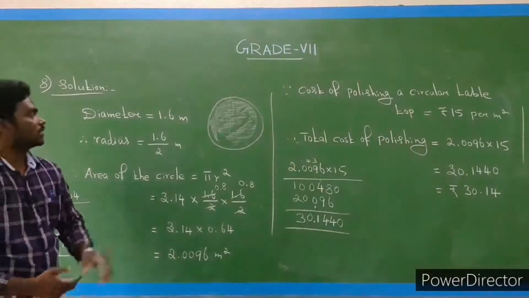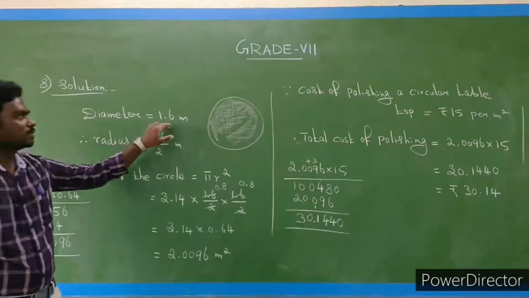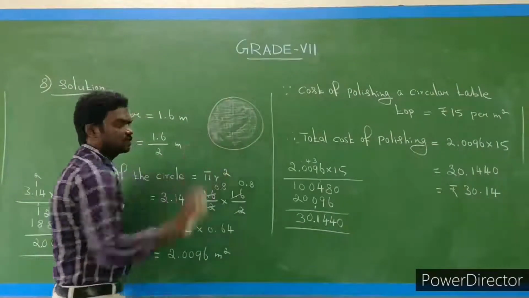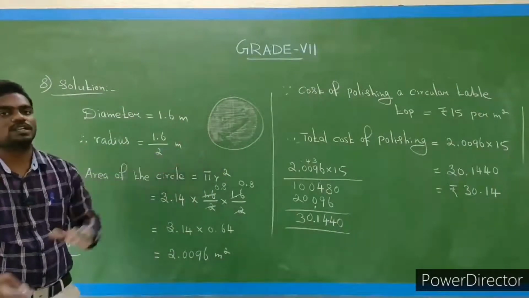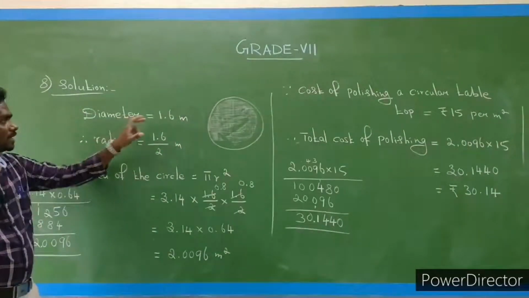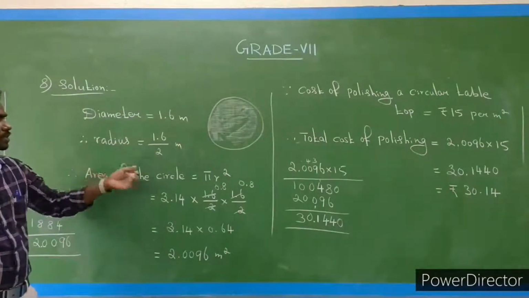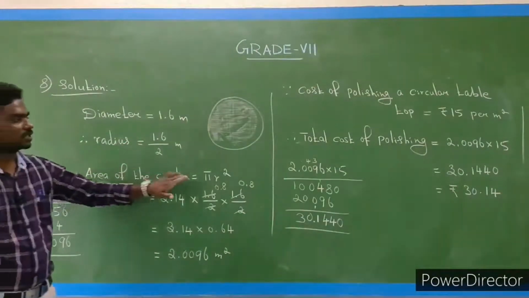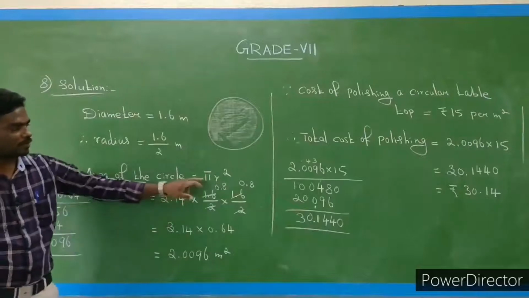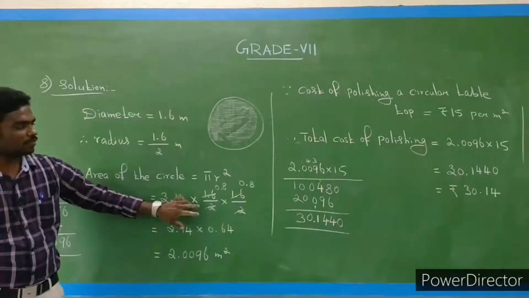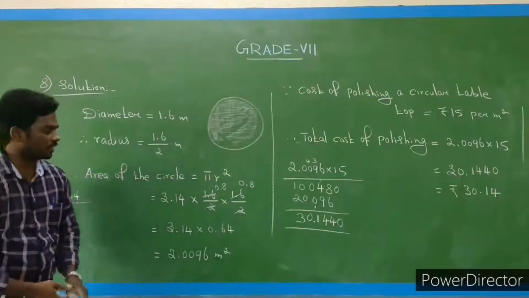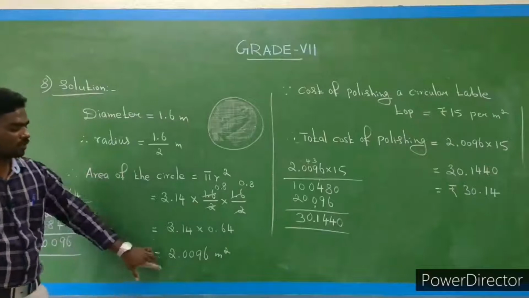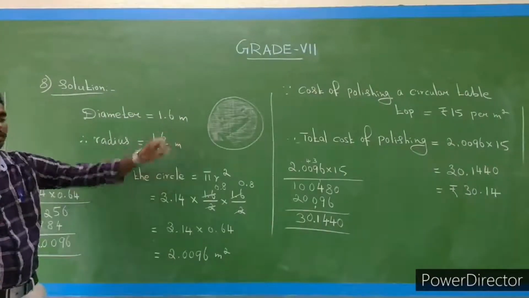So how to find this? First, the diameter of the circular tabletop is 1.6 meter, given. We have to find the cost of polishing a circular tabletop. So we need to find the area of the circle. Diameter is 1.6 meter. Therefore radius is 1.6 divided by 2 meter. So area of the circle is pi r square. We know the value of pi is 3.14 into 0.8 into 0.8. The value is 2.0096 meter square. So 2.0096 meter square is the area of the circle.